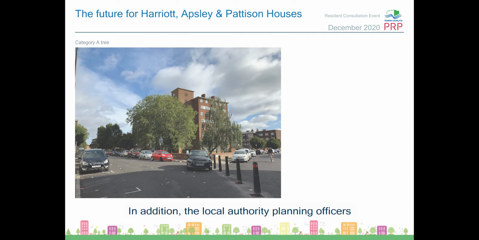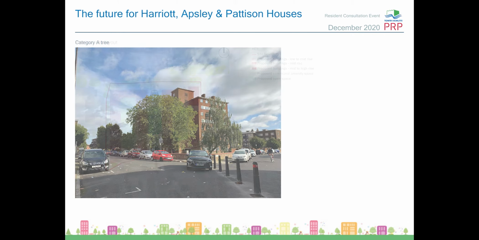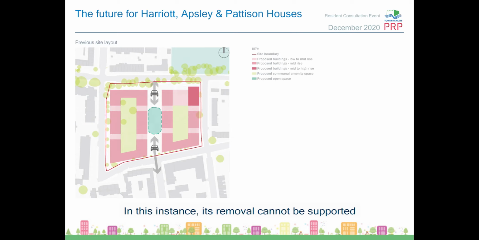In addition, the local authority planning officers have confirmed to us that the reason the tree does not have a tree protection order, a TPO, is because they are not allowed to issue a TPO on council-owned trees, otherwise it would have one. In this instance, its removal cannot be supported, regardless of the gains we will be providing, so we have had to rethink our proposals.